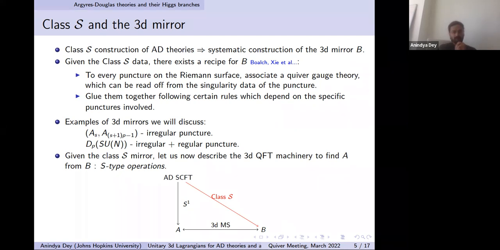So now what we aim to do is that, given this class S mirror, what can we say about the mirror of the 3D mirror, which is theory A? In particular, what we want to ask is whether A is Lagrangian or not, or can be Lagrangian or not.